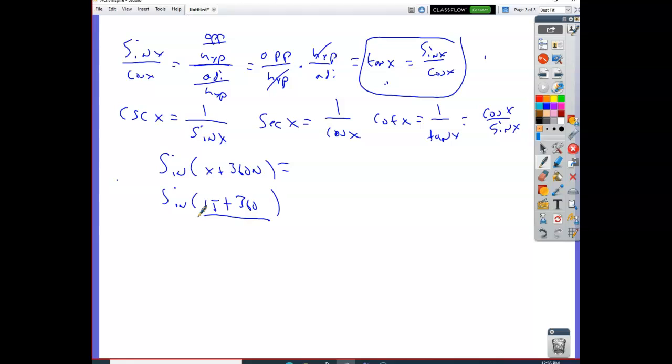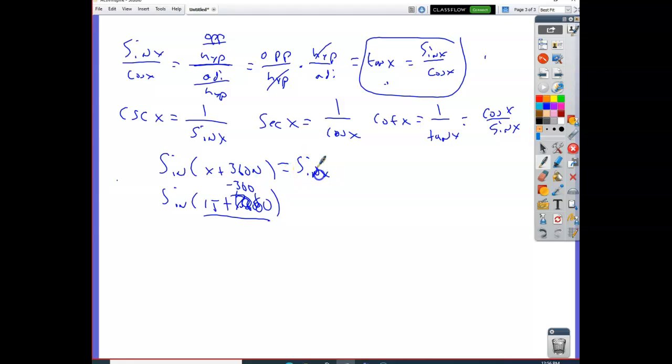What if I did 720? 2 times 360. Still the same thing. What if I did 1080? Same thing. What if I did -360? Same thing. You can add or subtract 360. It's the same thing, right? So sine of x plus 360n is just sine of x.